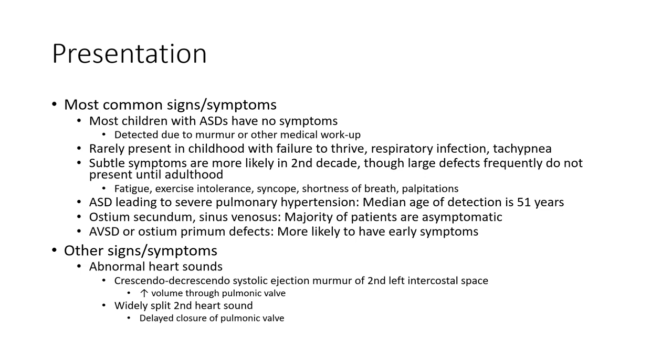ASD leading to severe pulmonary hypertension has a median age of detection of 51 years. With ostium secundum and sinus venosus defects, the majority of patients are asymptomatic. AVSD or ostium primum defects are more likely to have early symptoms.